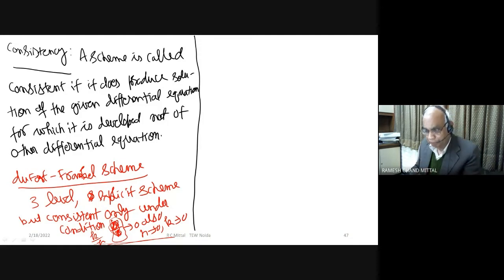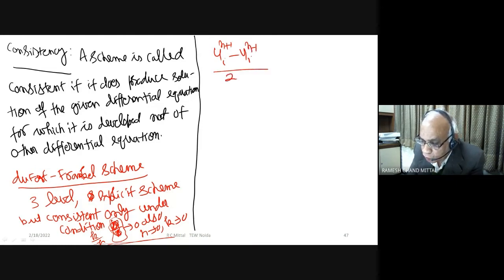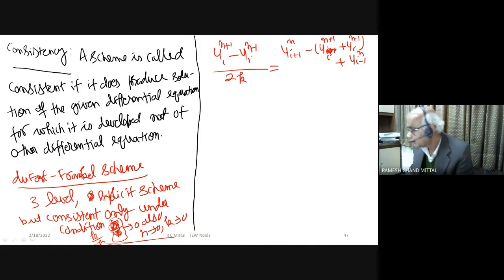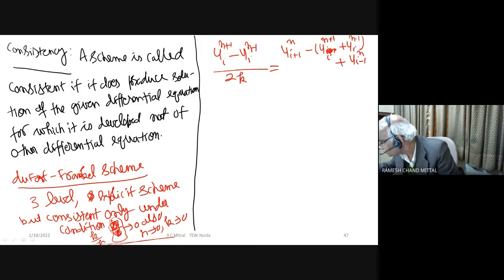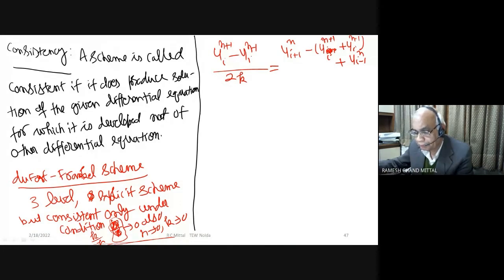otherwise it will not be. To make my point, because it's not taking much time, I just tell you what I mean to say. My DuFort-Frankel scheme is (u_i^(n+1) minus u_i^(n-1)) upon 2k is equal to (u_{i+1}^n minus u_i^(n+1) minus u_i^(n-1) plus u_{i-1}^n). This is n plus 1, please.